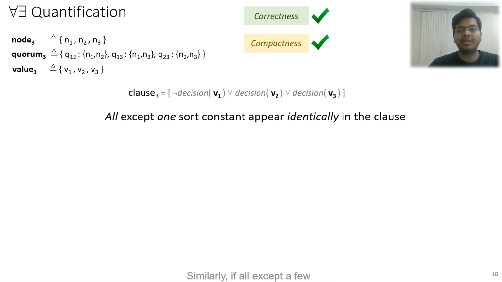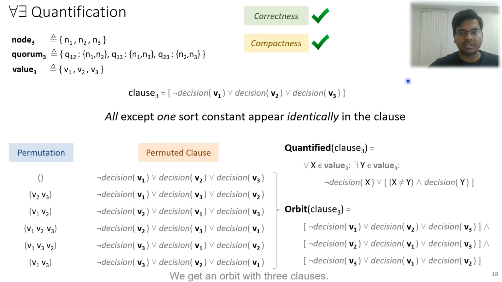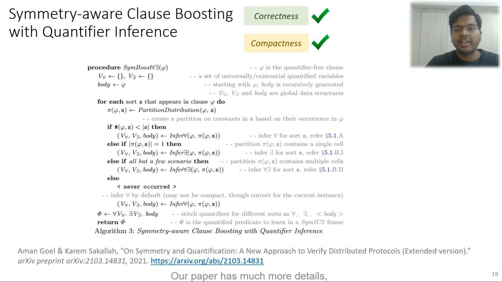Similarly, if all except a few sort constants appear identically in the clause, like clause 3 here, where value v1 appears differently while v2 and v3 appear identically, we get an orbit with 3 clauses. And here we perform for all exist inference, where we infer a for all for the differently appearing constant and then exist for the remaining. Our paper has much more details, including the complete algorithmic procedure to perform symmetry-aware clause boosting and to infer the required quantifiers correctly and compactly.